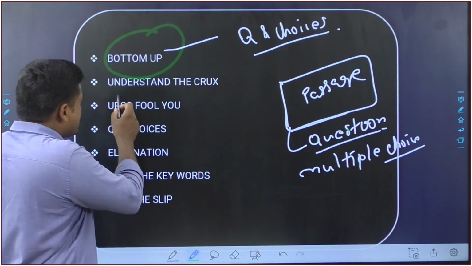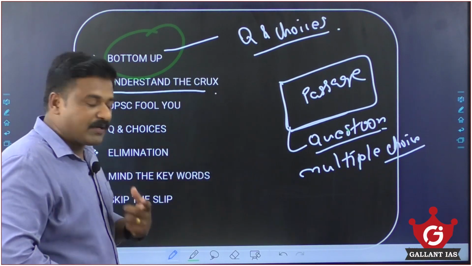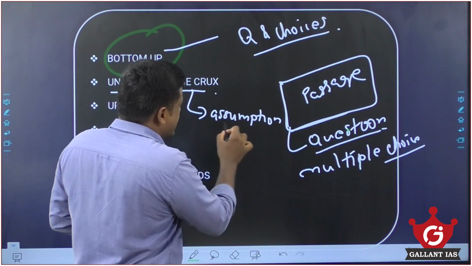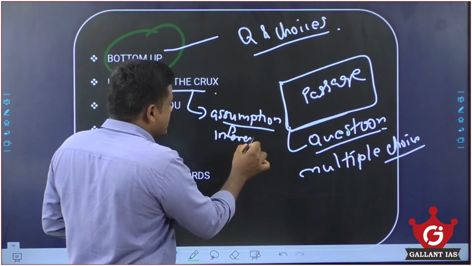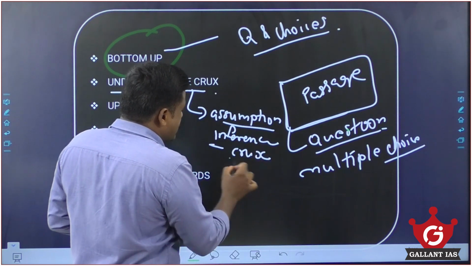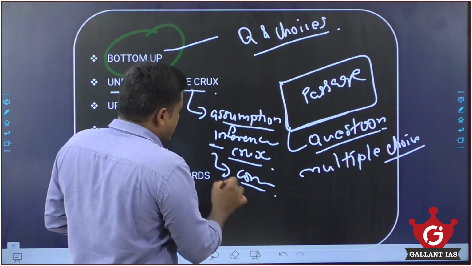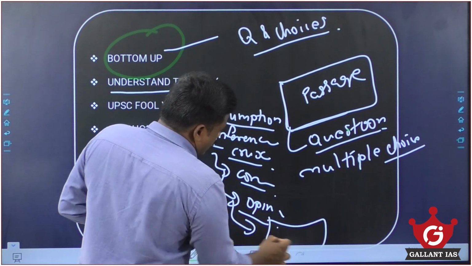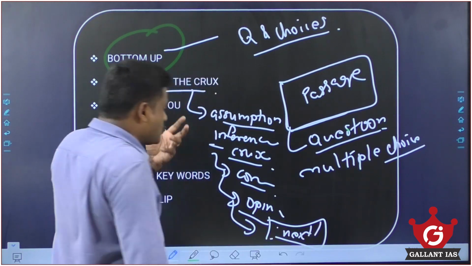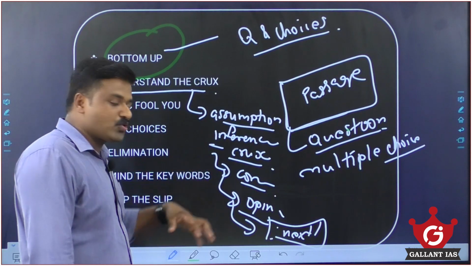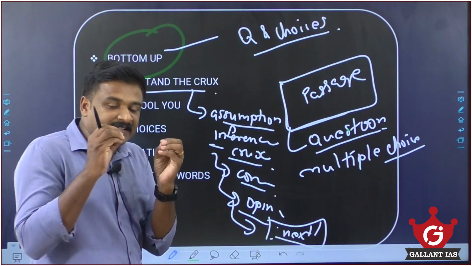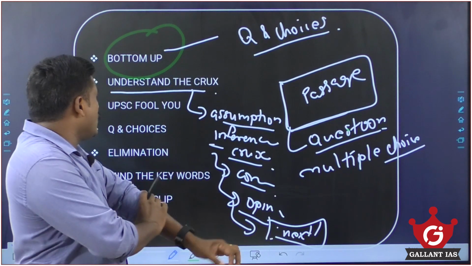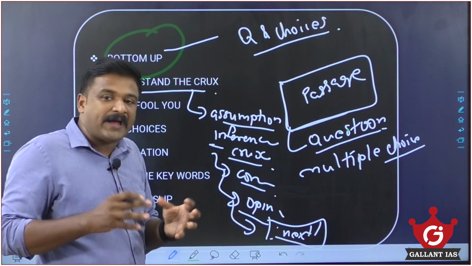Second, I would say it is always nice to understand the crux of the passage, because UPSC sometimes asks assumption, sometimes inference, sometimes what is the crux of the passage, sometimes corollary ideas, sometimes the opinion, sometimes what would be next. This way they ask in the passages. So it is always nice to understand the central idea, the main gist of the passage. Try to understand what the entire passage is talking about.